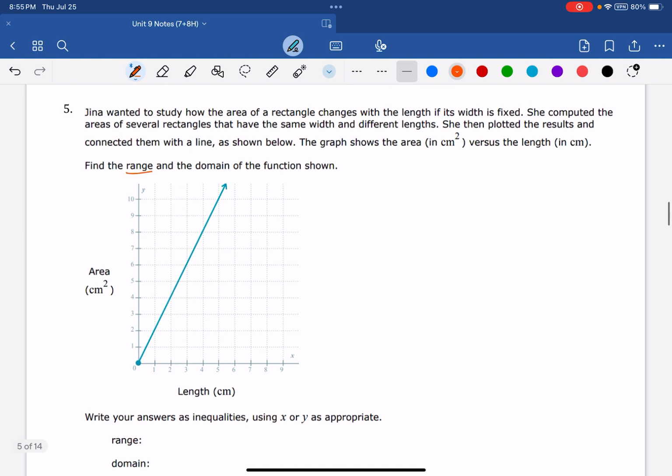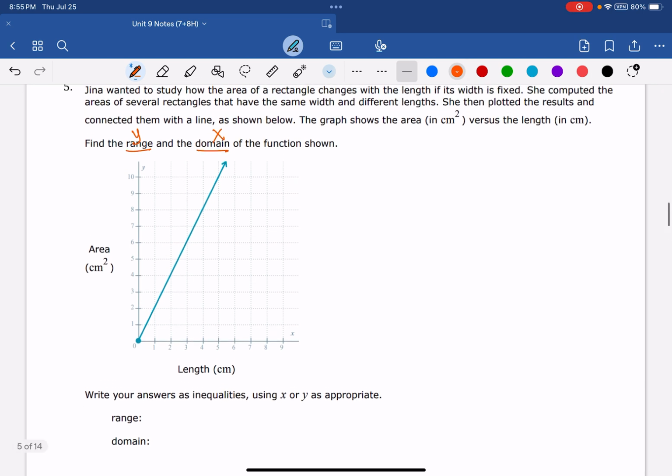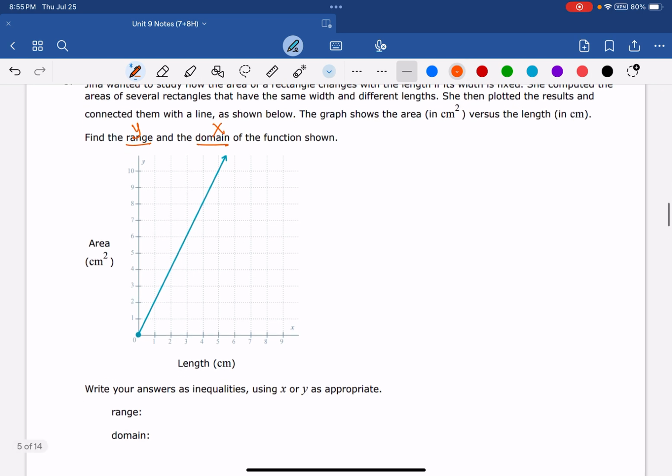Okay, so we have to be careful. It lists the range first and then the domain. The range again is our y. The domain is our x. Well, because that line is continuous, we're starting at 0. So that means our range is going to be 0 and above. So we could write this using an inequality, saying we want y to be greater than or equal to 0, 0 and above. Is there a limit to when it ends? No.